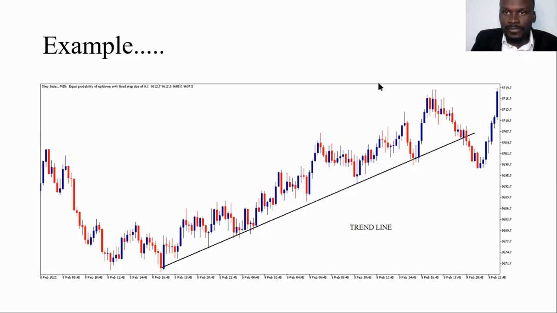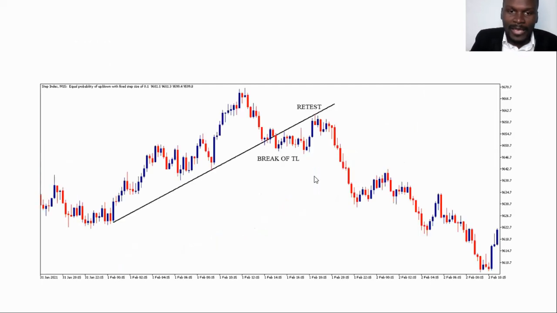Yeah, so let's see more examples. You can see a break of a trend line. You can clearly see here, I drew 1, 2. Very effective, because this was a structural point. Structural point there, and you see, it went there.